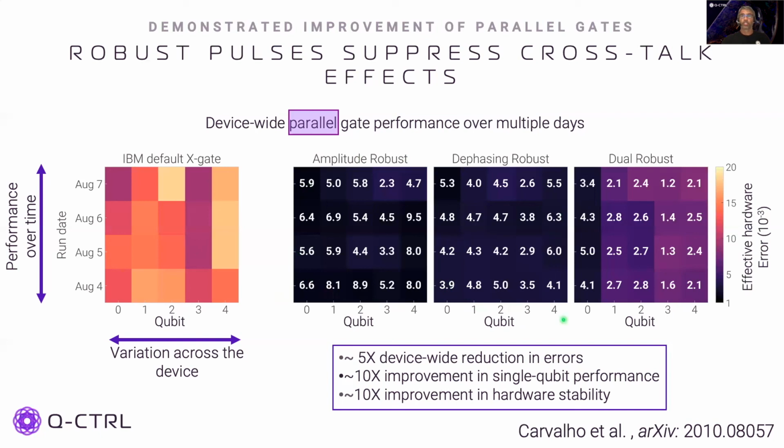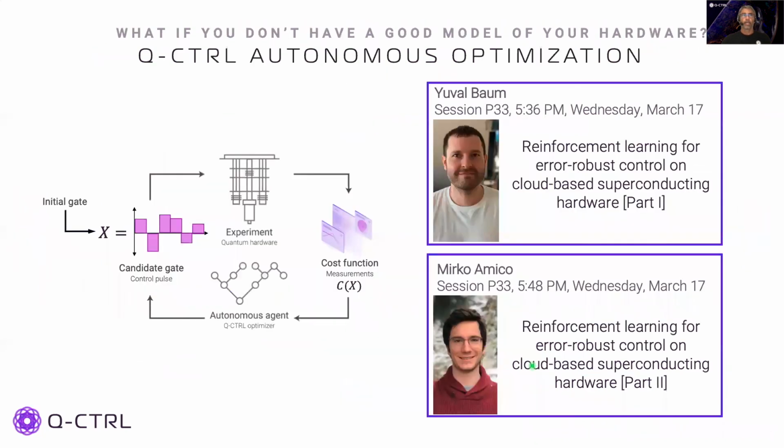The robust pulses provided a 10-fold improvement in hardware stability over time and across the device, as well as a 10 times improvement in single-qubit gate performance. In summary, in this talk I showed you how to design robust single-qubit gates based on a simple model for the hardware, and also demonstrated the performance improvement of these pulses in a real cloud-based quantum device.